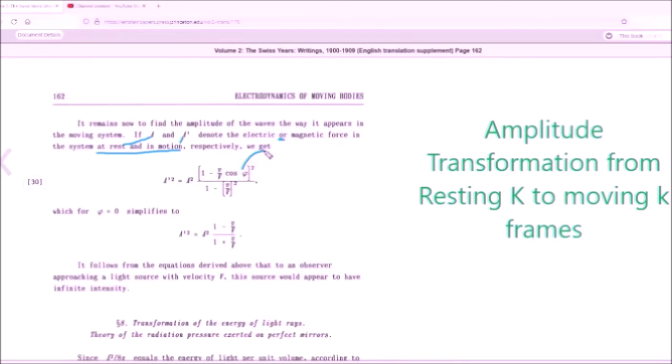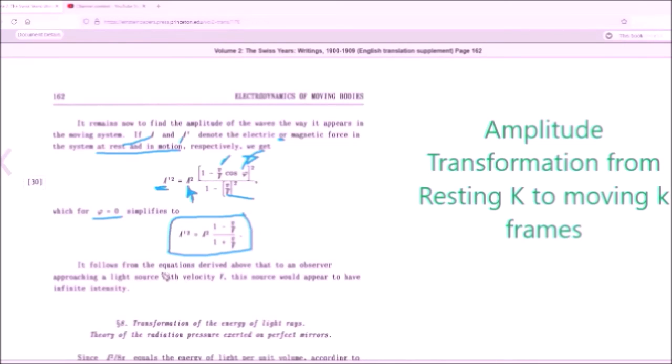That is the angle between the line of propagation and the electron's direction relative to the light source. That is the velocity of the frame k of the electron, and that is the speed of light. That is the amplitude of the wave in the resting frame, and that is the square of the amplitude in the moving frame, which for phi equals 0 simplifies to this simple formula.